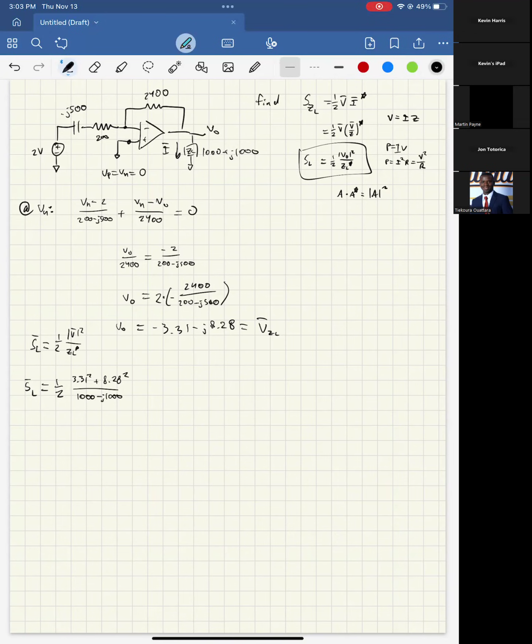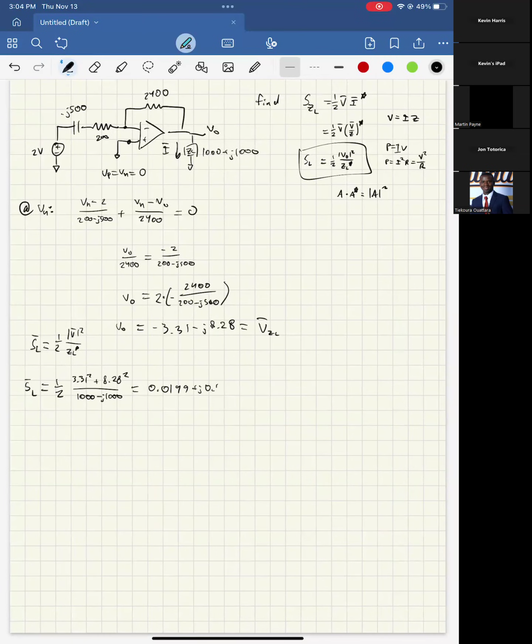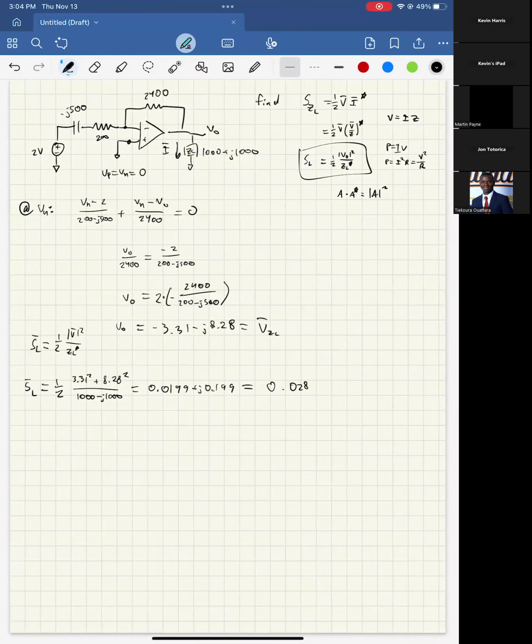Oh, yeah, okay, sure. So this gets us 0.0198 or 0.199 plus j0.199, which you can kind of simplify down. That's not actually a squiggly line, it's an exact equal line. If we turn this into the other form of imaginary numbers, this will end up being 0.028 e to the j45 degrees volts amps. Oh yeah, the unit for complex power is volts times amps.